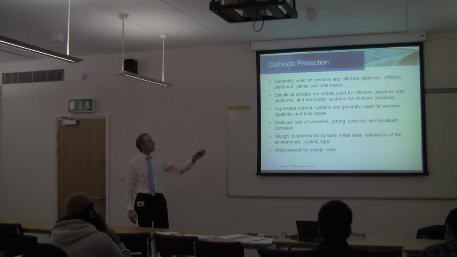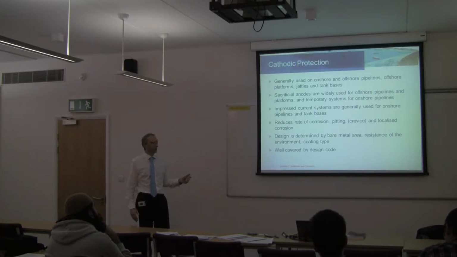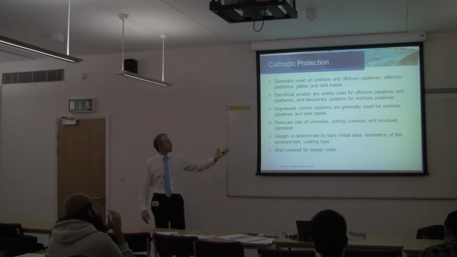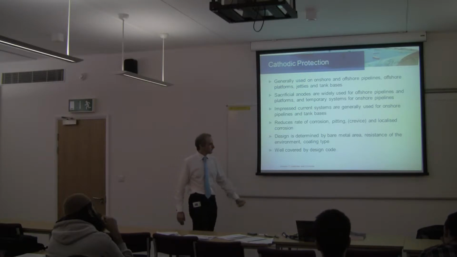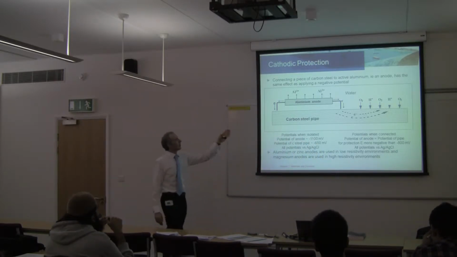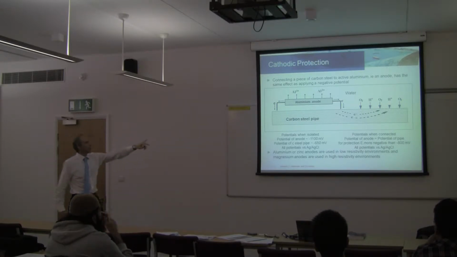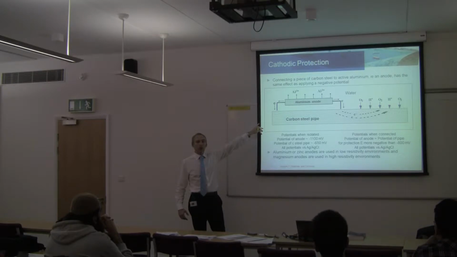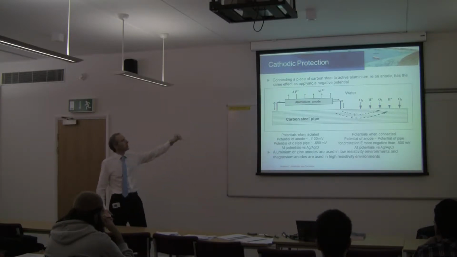Body protection obviously also reduces the rate of corrosion. If you've got corrosion, that is, it will slow it down. It would not stop it, but slow it down to a point where the pipeline is operationally safe. And the design is determined by the bare metal area resistance, the environment, coating type. So we have a diagram of what's actually happening. The anode here is called a standoff anode, and it's connected to the pipeline by welding, which is the best method, but sometimes they're bolted onto the pipeline. And there it's showing you what's happening in terms of how the anode is performing to protect the pipeline.